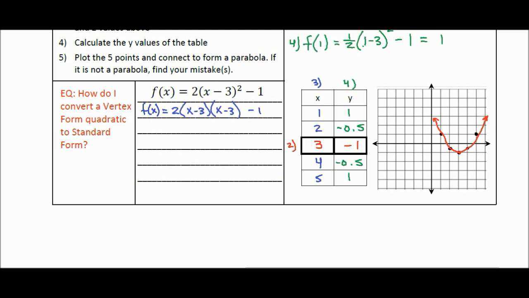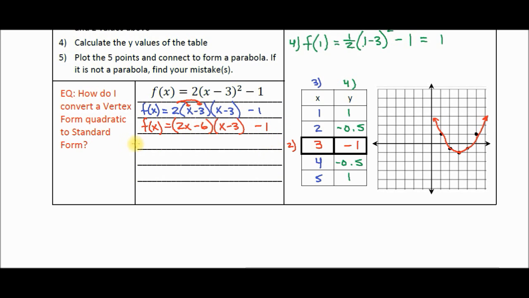Now we've got to go through distribution. Let's go ahead and distribute the 2 into the first binomial. So I'm going to multiply 2 times x, and that's going to be 2x. 2 times negative 3 is negative 6. That becomes a brand new binomial. Then we still have the x minus 3 on the end. And then don't forget the minus 1. That's going to hang around till the very end.